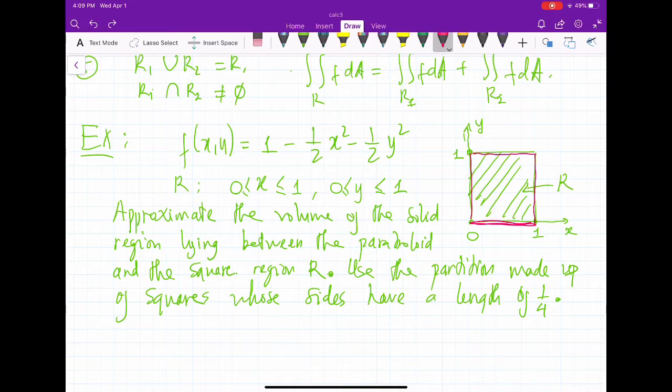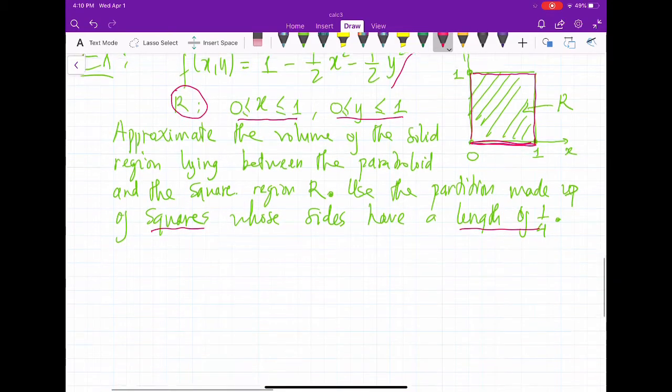Let's consider the following example, and we'll see how the Riemann sum works. We have the function f(x,y) equal to 1 minus 1/2 x squared minus 1/2 y squared. This is the equation of a paraboloid. And we have some region R, which is a square in the xy plane, where x is between 0 and 1 and y is between 0 and 1. They ask us to approximate the volume of the solid region lying between the paraboloid and the square region R, using a partition made up of squares whose sides have a length of 1/4.